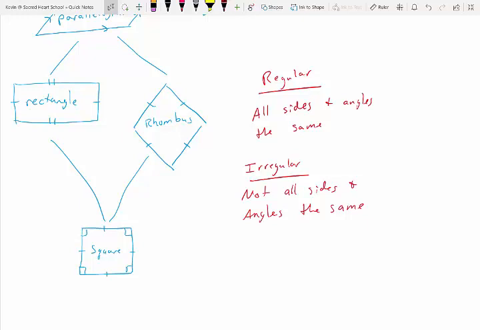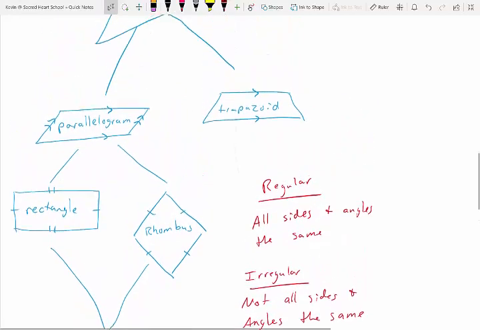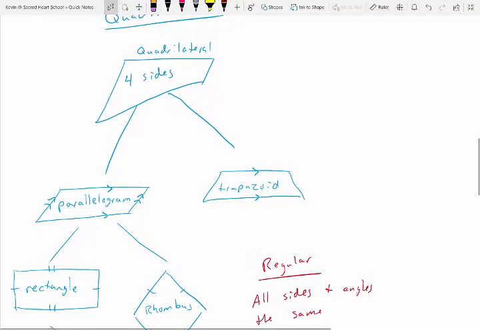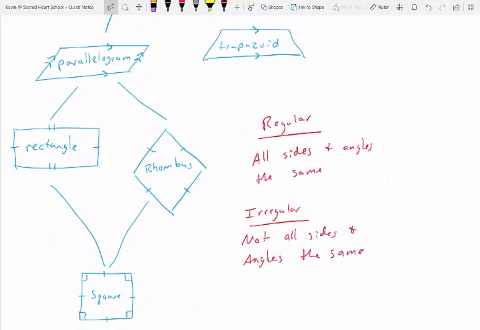And we can follow our flowchart back up. So a square is also a rhombus and a square is also a rectangle. All 3 of those are all parallelograms, and every parallelogram, so all 4 of those, are all quadrilaterals.